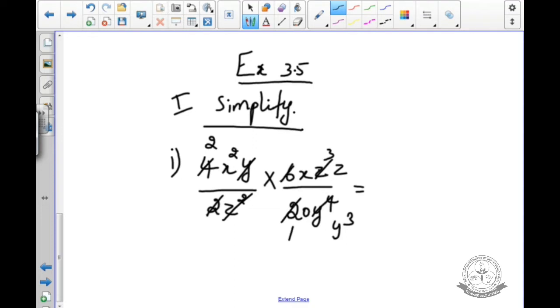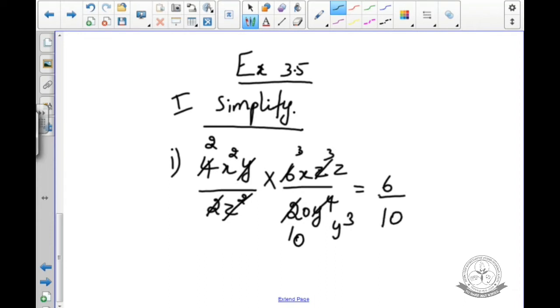1 2 is 2 and 3 2s are 6. So first we should multiply the numbers alone. So here we have 2. Here we have 20, isn't it? So the 10 will come here in the denominator. If we multiply the numbers alone, here having 2 and here having 3, so 3 2s are 6. Then in the denominator we have the number 10.